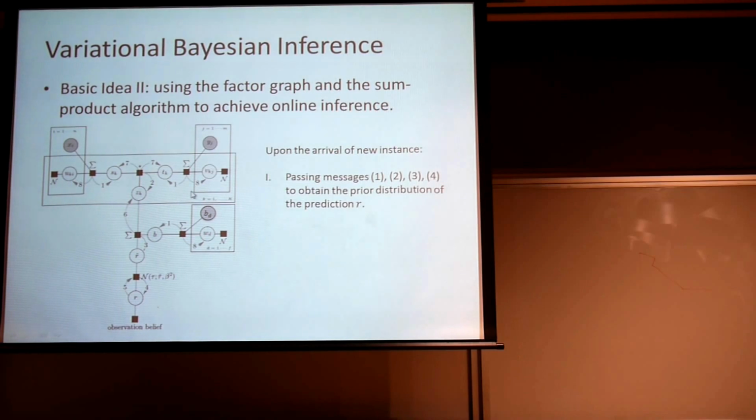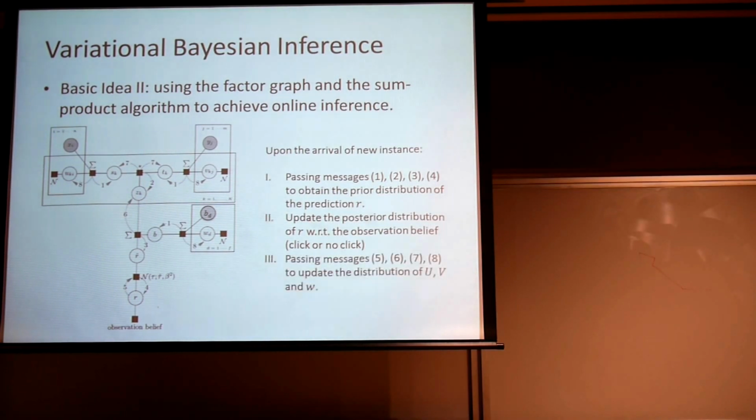It is just a linear combination of Gaussians, and then we pass the message down to compute messages 2, 3, and 4 until we observe the true data, that is, whether the user clicked the ad or not. Then we update the posterior distribution of R, pass the message up, and compute messages 5, 6, 7, and 8. The final step is to update the posterior of U, V, and W.